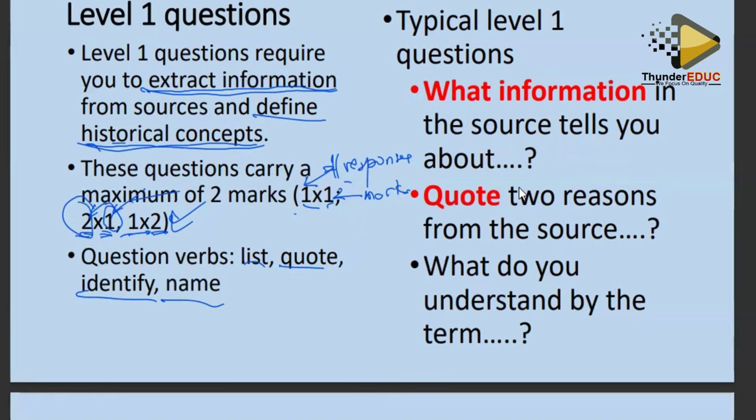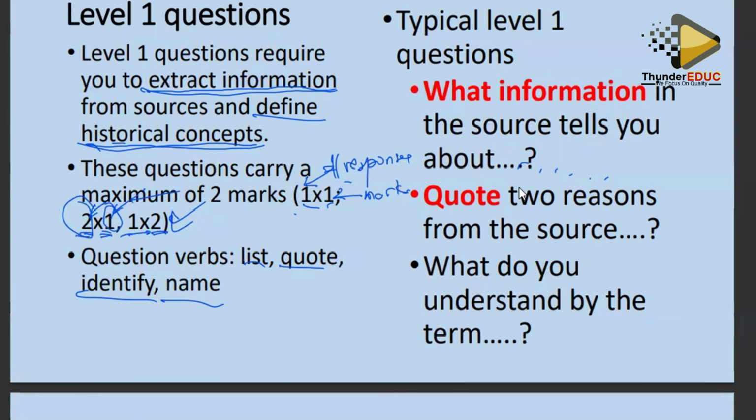And typical level 1 questions, like what information in the source tells you about whatever is being asked, is a typical question which is part of level 1 questions. What information in the source? Which means you are supposed to go to the source and find information which tells you about something. Right. Quote 2 reasons from the source.